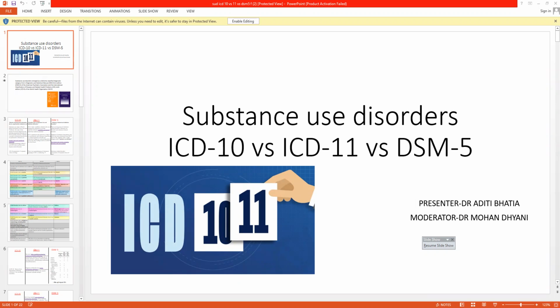Yes, sir. So they have just mentioned that they do not want sedatives and hypnotics to be diagnosed if only tolerance and withdrawal are present, because a patient will go doctor shopping using that criterion. So that is why they have clubbed it together.